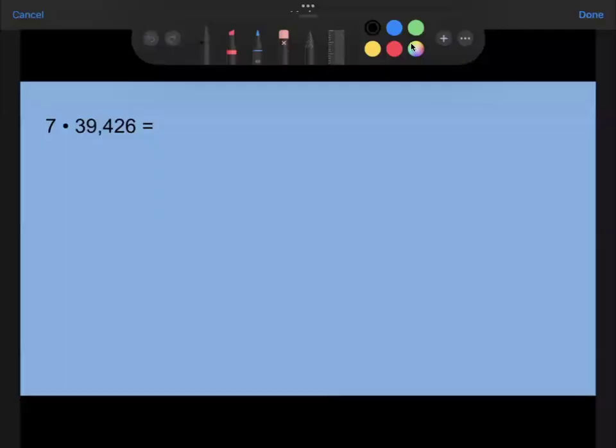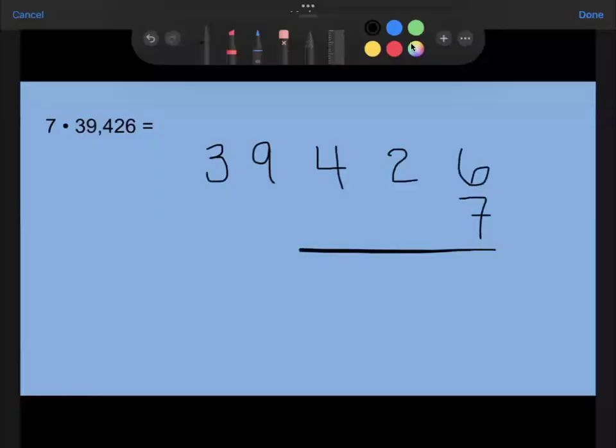Okay, here's our next one. We're going to do 7 times 39,426. Okay, so since that 39,000 is definitely the bigger number and has more digits, that's the number that's going to go on top. So I'm going to put 3, 9, 4, 2, 6 on top, and then 7 down here to be multiplied by.